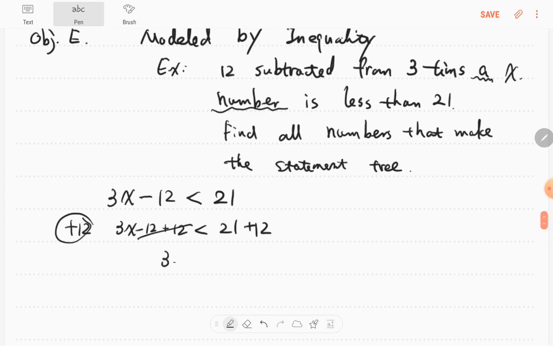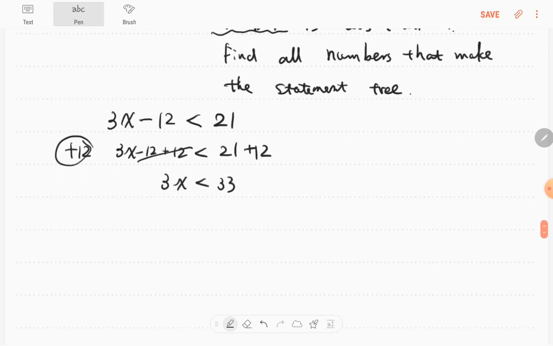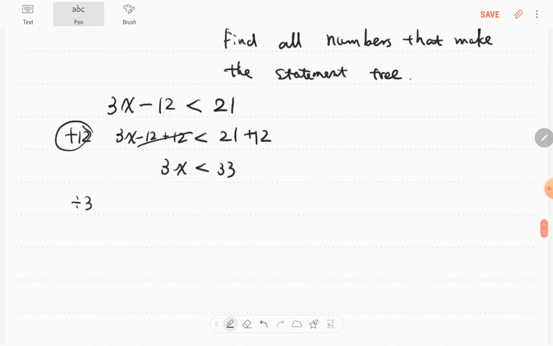Right? So next step, we will have this. So this time we should divide by 3 because 3 is the coefficient of x. So we divide by 3. 3 is a positive number, so we don't need to worry about the inequality sign because the direction will not change. So the remaining part is just like this.